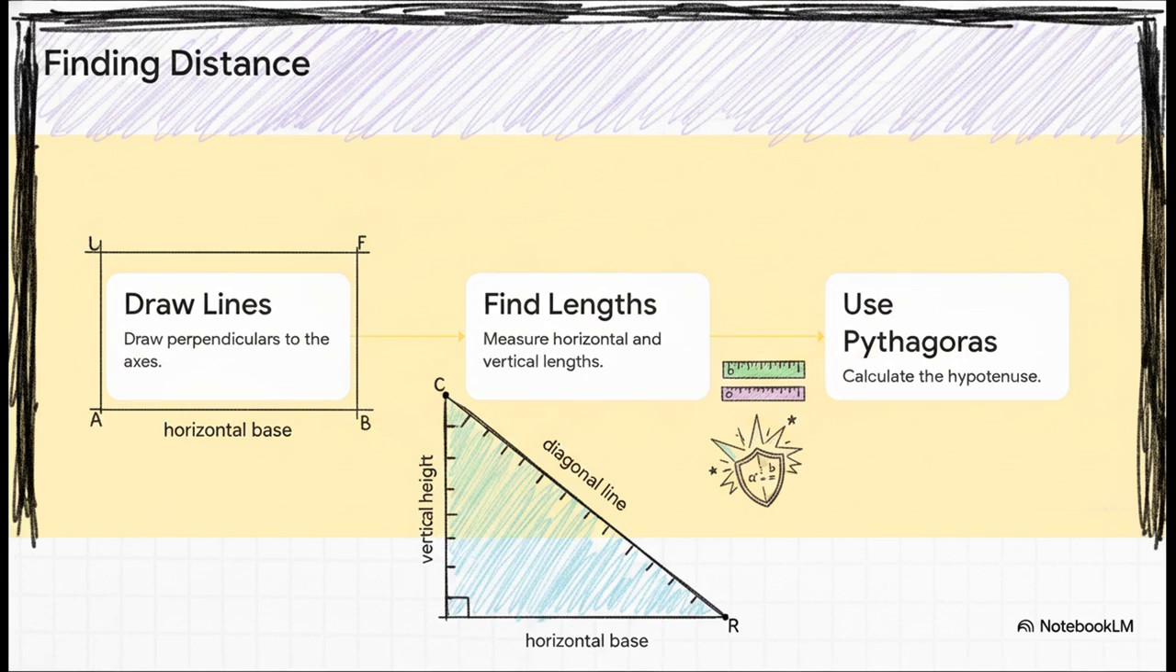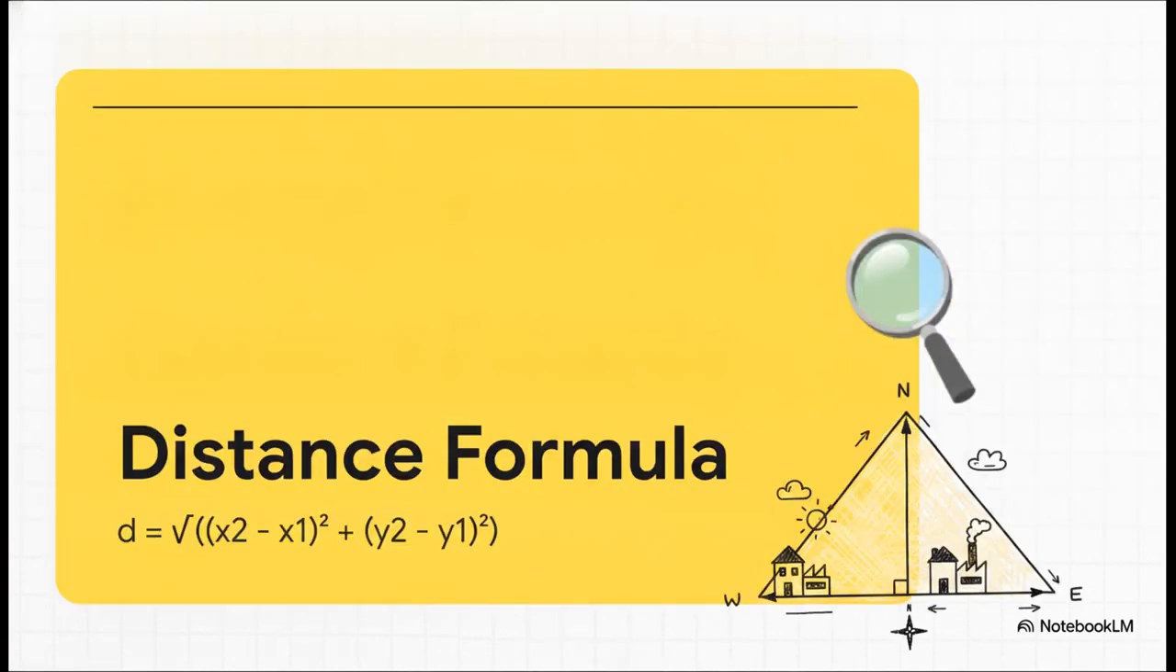Step 1, draw those perpendicular lines. Step 2, measure the horizontal base and the vertical height. And Step 3, simply apply the theorem to find your hypotenuse. Super intuitive, right? So here's the real kicker. That intimidating-looking distance formula you see in the textbooks, it's literally just a squared plus b squared equals c squared, cleverly disguised to work on a grid.